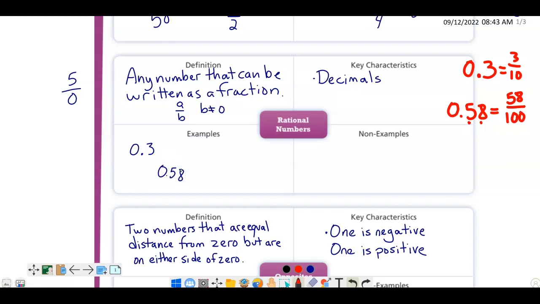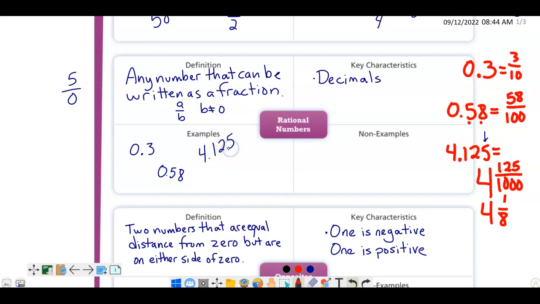What if I had 4.125? Sure, that's a rational number. You would have 4, the whole number, and then 125 over the place value. What place value does it land in? 1,000. Which, by the way, if you simplify that, is 4 1/8. So definitely that is an example here.